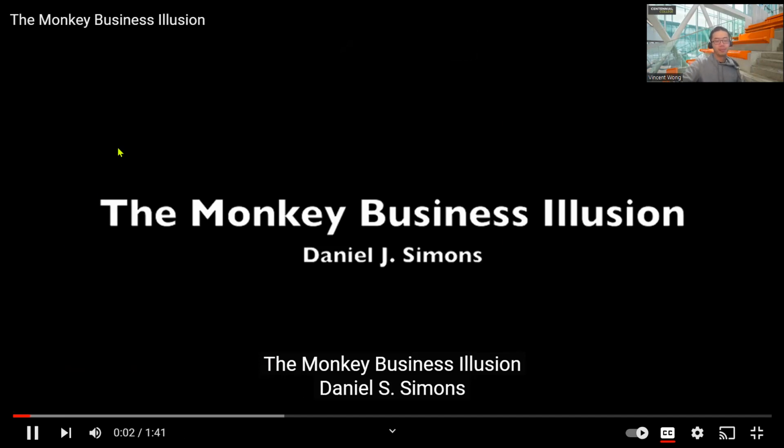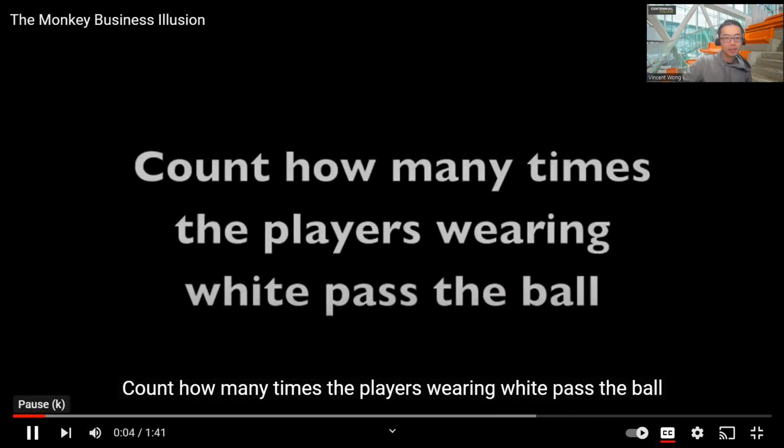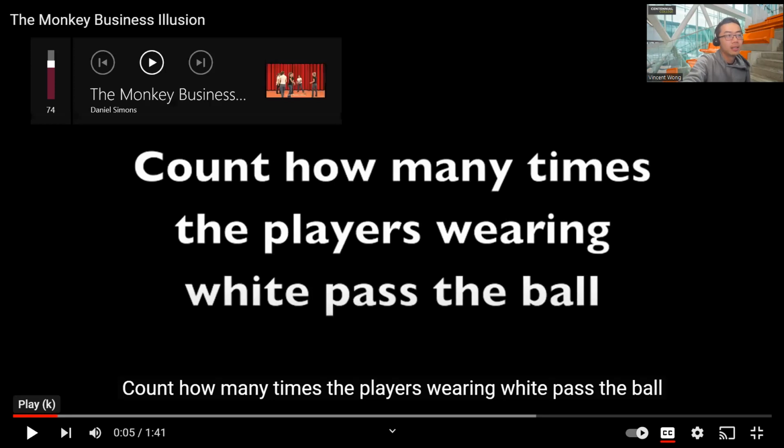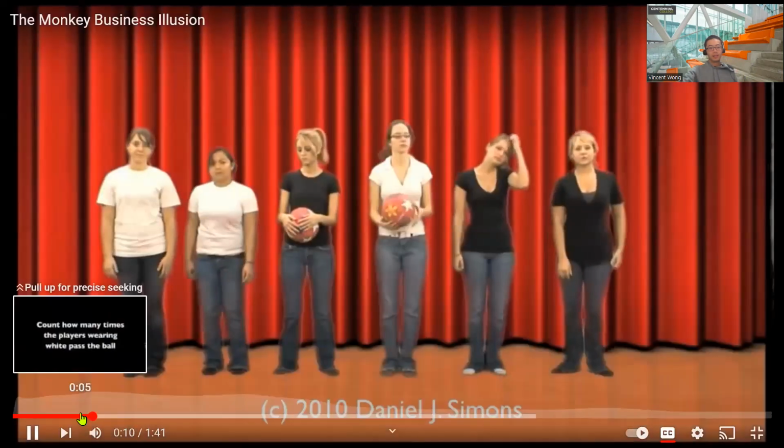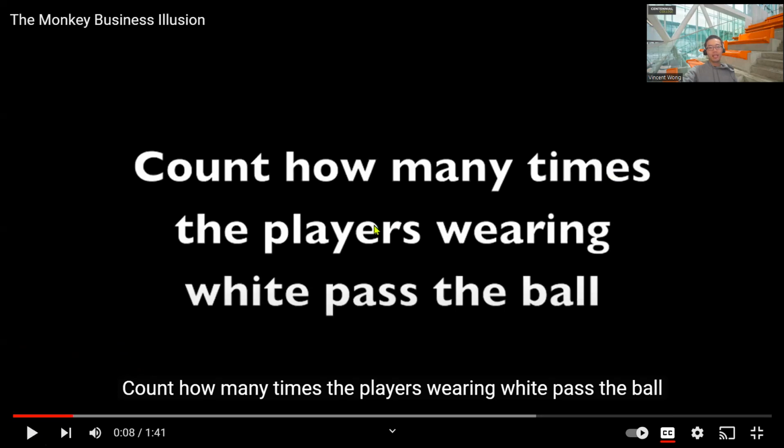The monkey business illusion. Count how many times the players wearing white pass the ball. Can you guys hear the sound? I just want to make sure. Yep. Oh, excellent. Thank you. Just to reiterate, it's asking you to count how many times the players wearing white pass the ball. Okay, so go ahead.